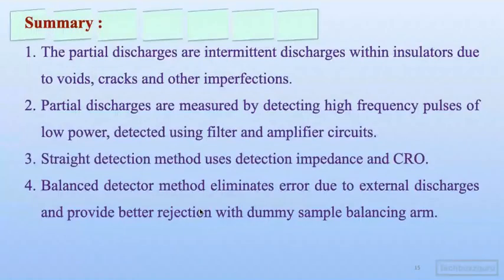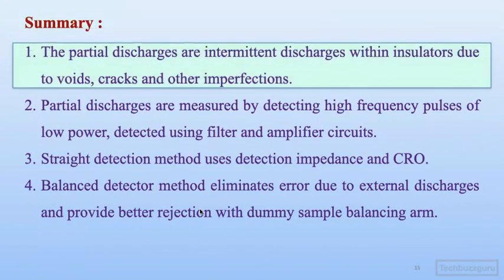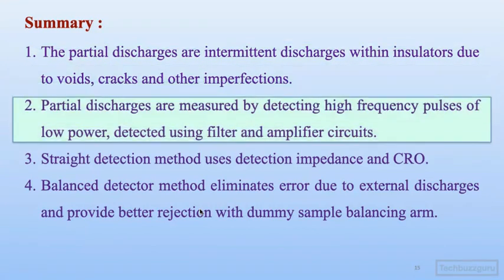Okay, so let us come to the summary of what we have learned today. आज हमने जो कुछ भी पढ़ा है partial discharges के बारे में. So let us summarize it. Partial discharges are intermittent discharges within insulators. They are mainly due to cracks, voids, and other imperfections. Partial discharges are measured by detecting high frequency pulses of low power using a filter and amplifier circuit.